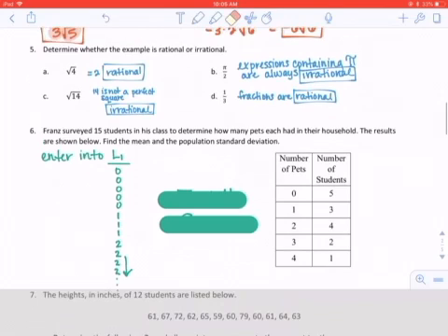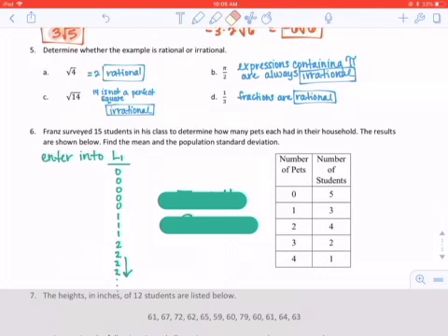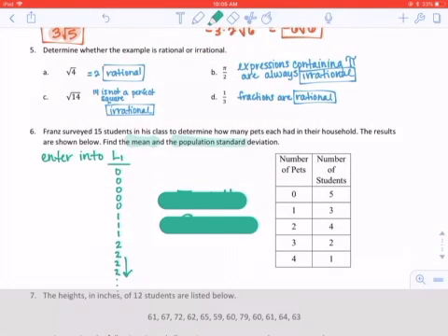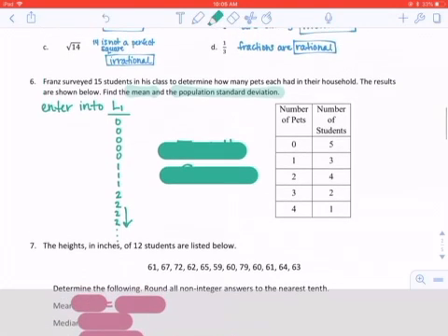Number 6, Franz surveyed 15 students in his class to determine how many pets each had in their households. They want us to find the mean and the population standard deviation. So again, your x bar and your sigma x. Your steps to that are with problem number 3 on the page before. What I want to make sure you do here is you take into account the frequency. When you're entering your data into your list here, this means that 5 students had 0 pets. So you need to record 0, 1, 2, 3, 4, 5 times.